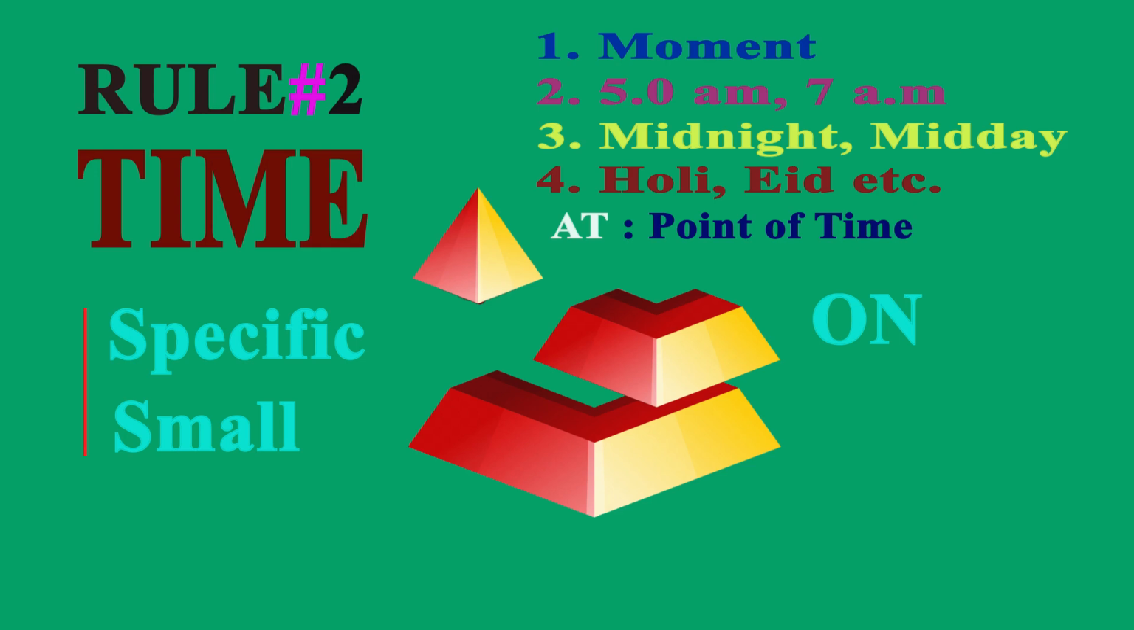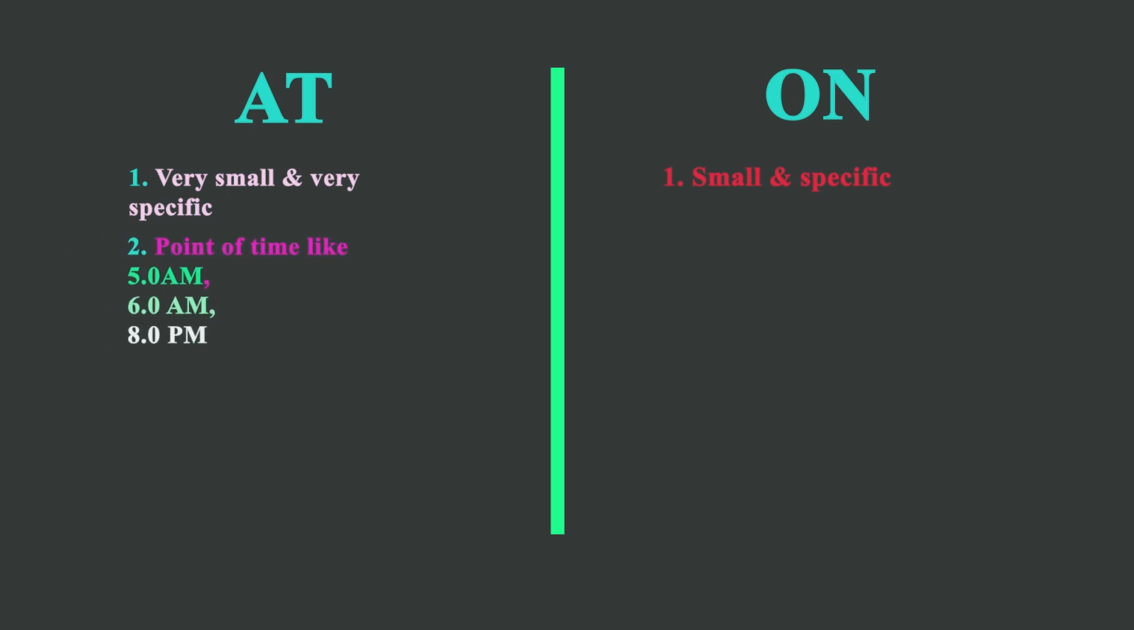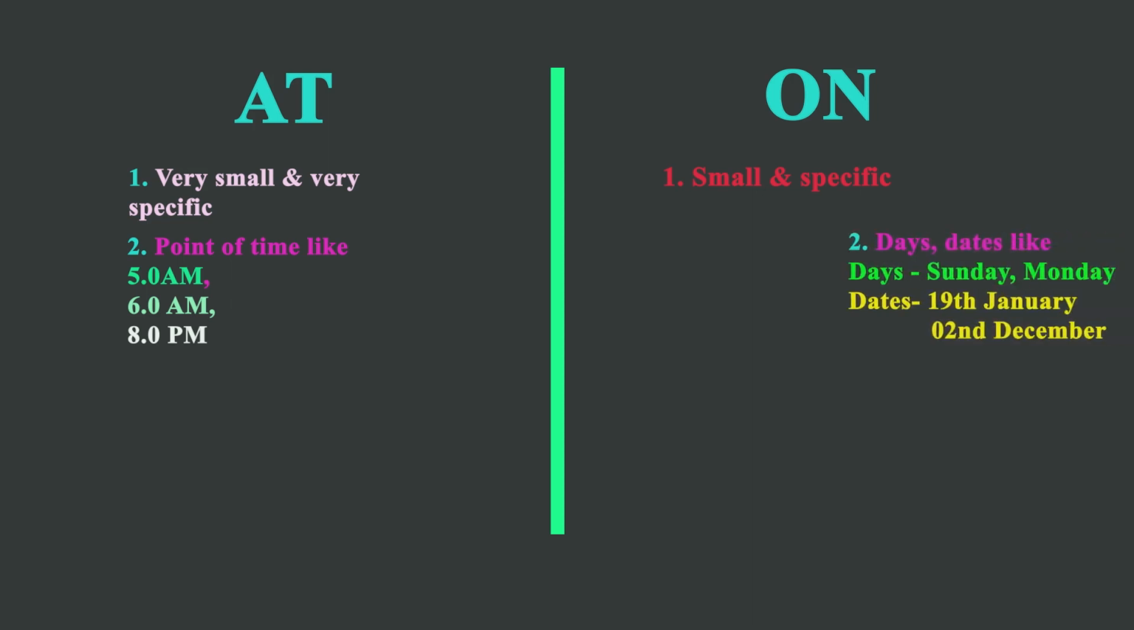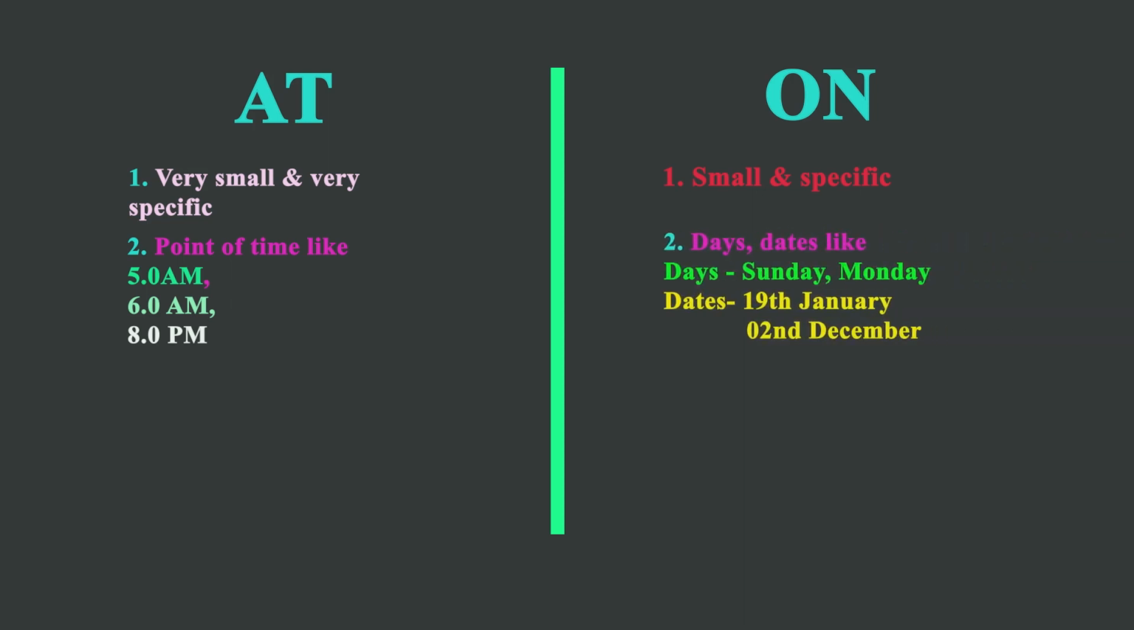So we will try to understand the use of on in a comparison table. At we already learned in our earlier video. We will use at when we specify very small and very specific things, and for small and specific, we will use on. At means a point of time, like a specific time, 5 am, 6 am, 8 am, 9 am. But on is not a point of time. It is days, like Sunday, Monday, Tuesday, today, yesterday, day after tomorrow, and dates like 19th January, 2nd December, 15th January.